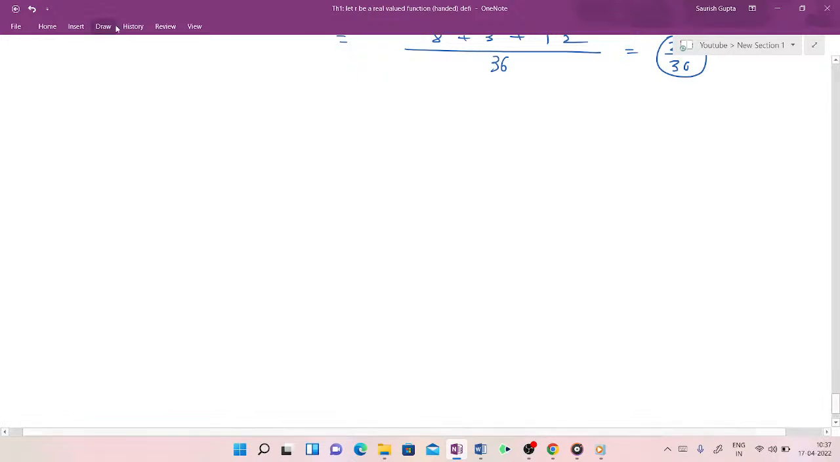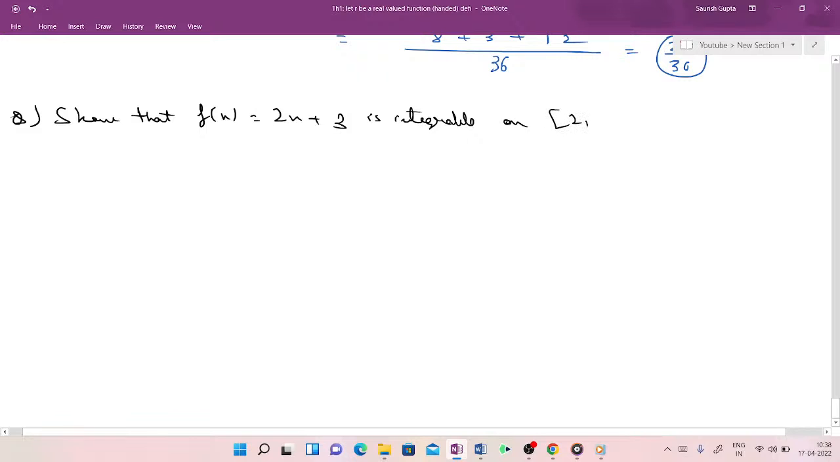Now we need to do some problems related to the concepts of upper integral, lower integral and the Riemann integral. Okay. So let's take this question into consideration. Show that f(x) equals 2x plus 3 is integrable on the interval [2, 3] and the Riemann integral from 2 to 3 of f dx is equal to 8.